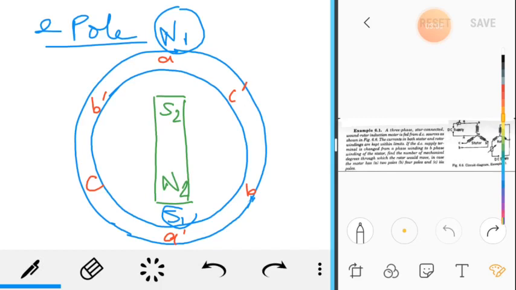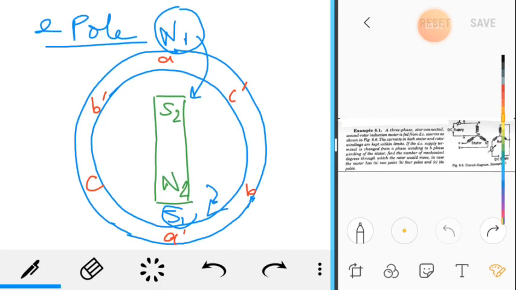At the rotor side the north and south poles are induced, and the rotor is shifted like that such that opposite poles are in the same position. Opposite poles attract each other, so S2 is close to N1 and N2 is close to S1. This is the condition when we apply the DC supply.